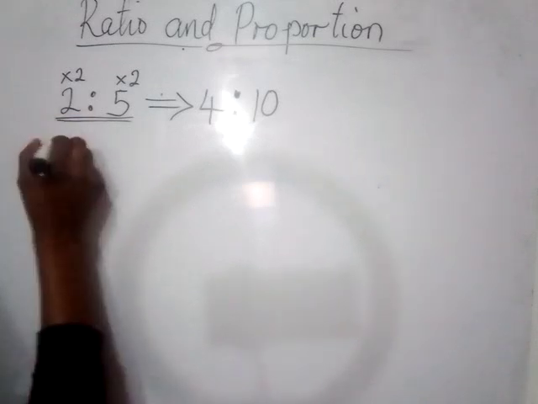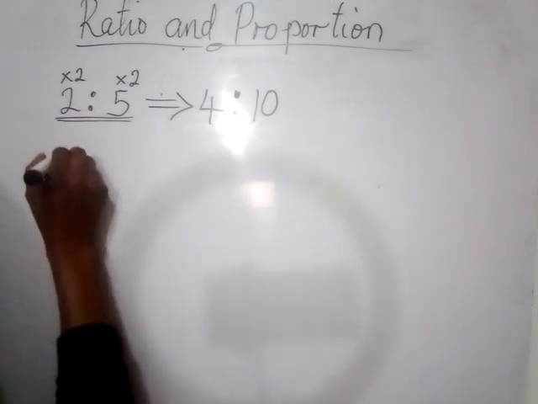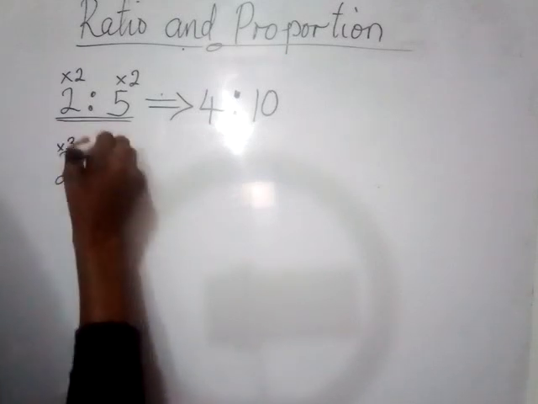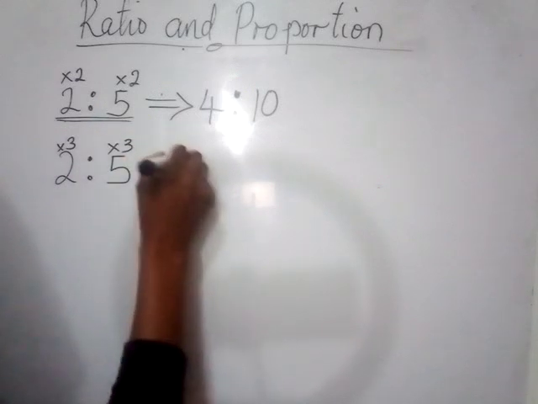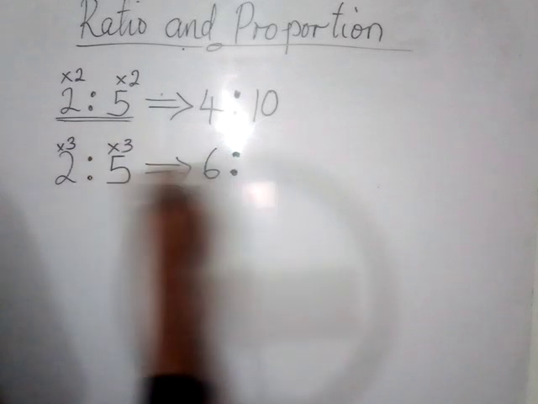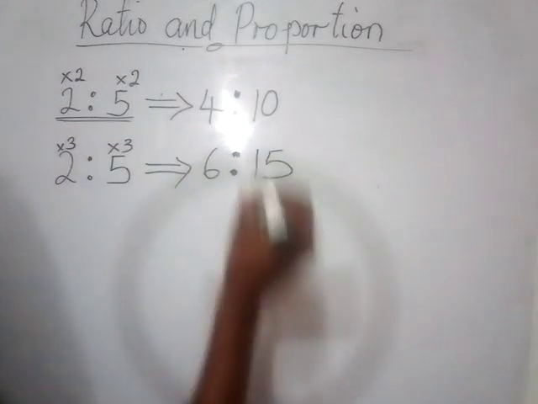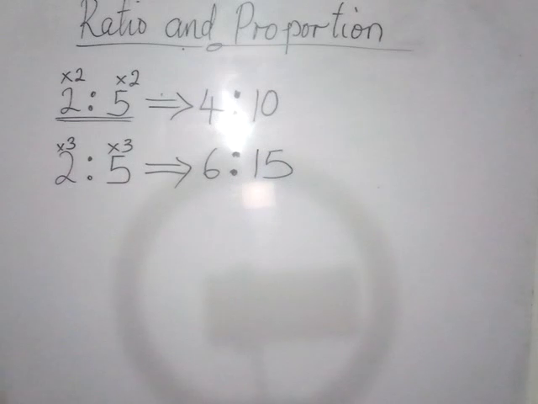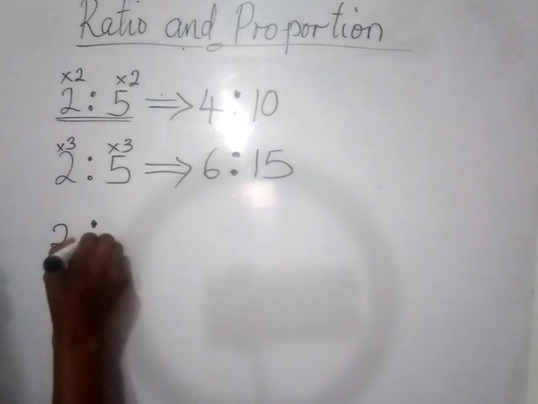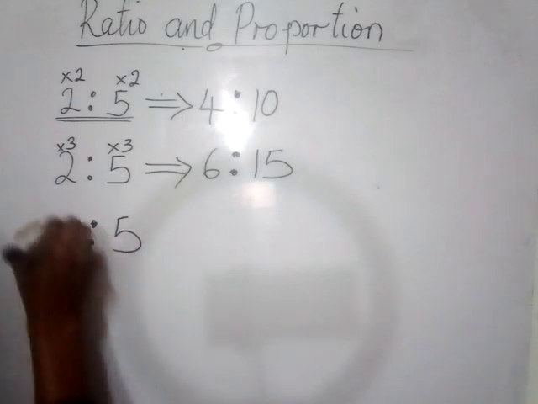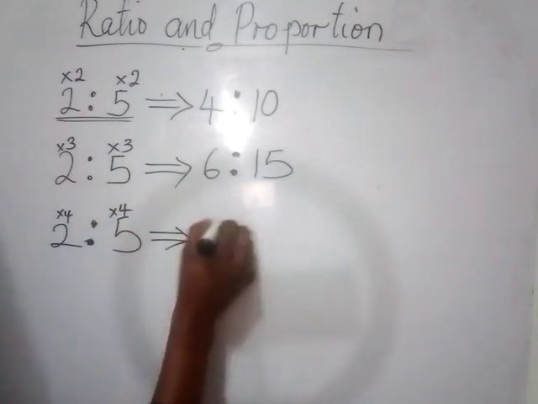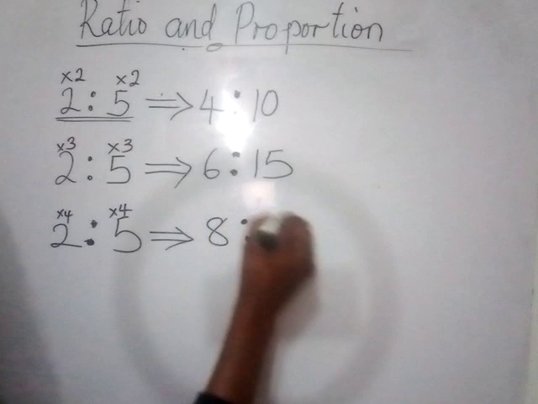Now this same 2 to 5, let's build another ratio. This time we are multiplying by 3. Okay, let's see what we have. So 2 times 3 is 6. And 5 times 3 is 15. Okay? Now let's build the next one. We stop there. So 2 to 5, right? So times 4, times 4. So you have 8 to 20.